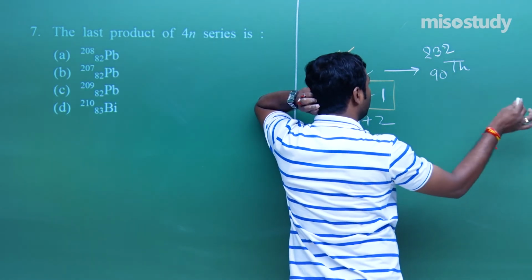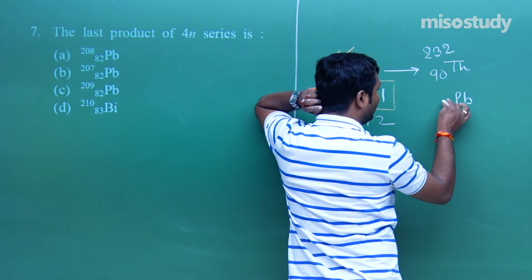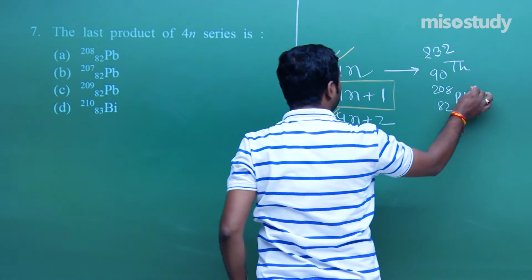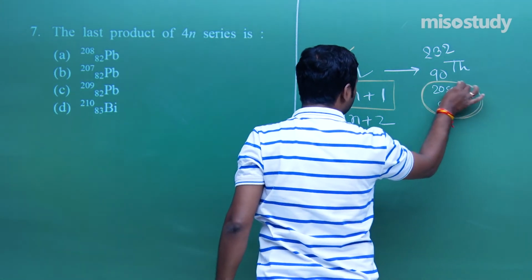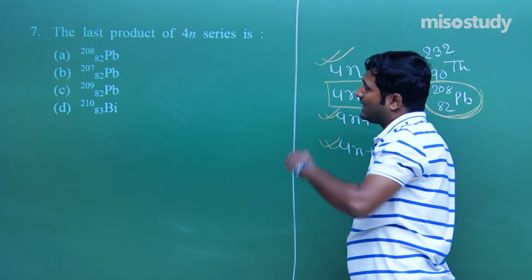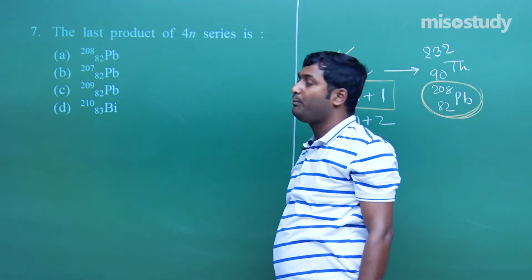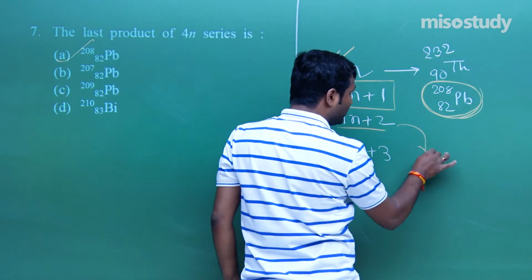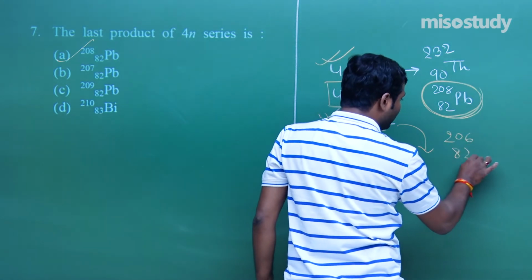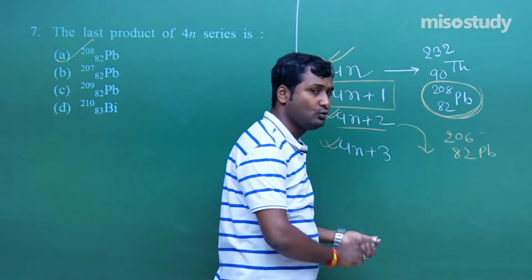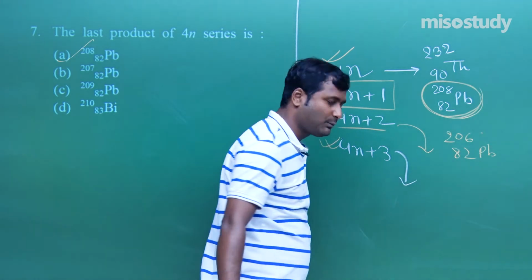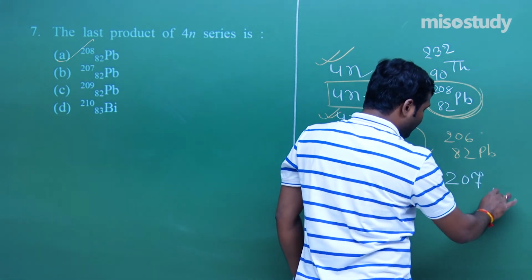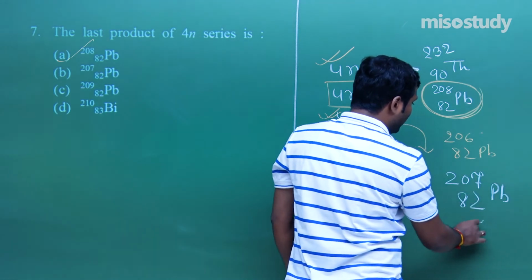232, 90. The last member is, tell me friend, Pb, that is 208, 82. So for the 4n series, the last product is 208, 82 Pb. So for this question, A is the correct option. One more thing, for the 4n plus 2 series, the last is also Pb, but this is the isotope of Pb having mass number 206. For the actinium series, the last product is also Pb, but in this case the isotope of Pb has mass number 207 and atomic number 82.